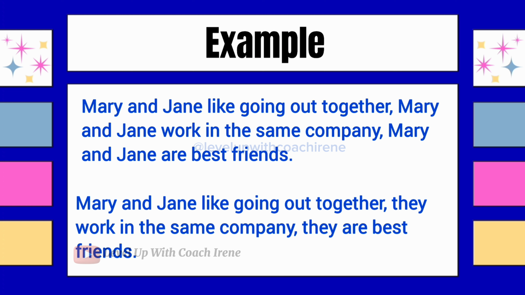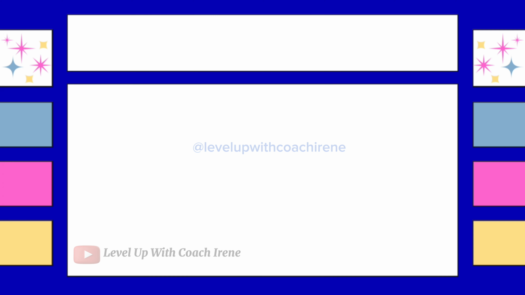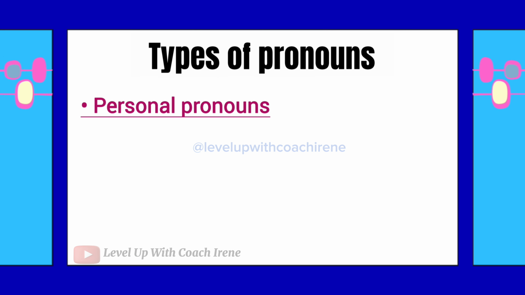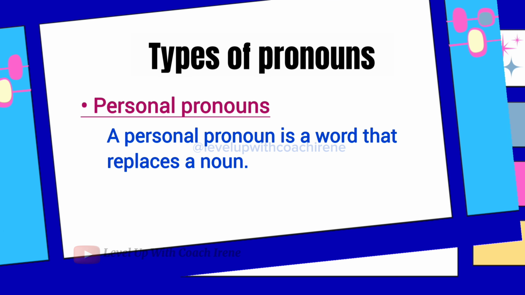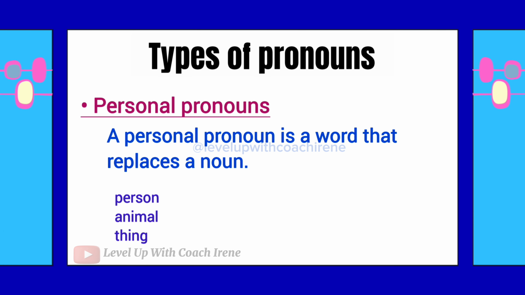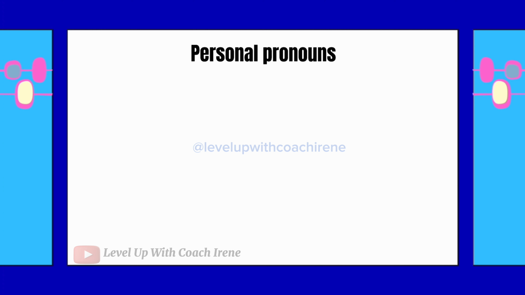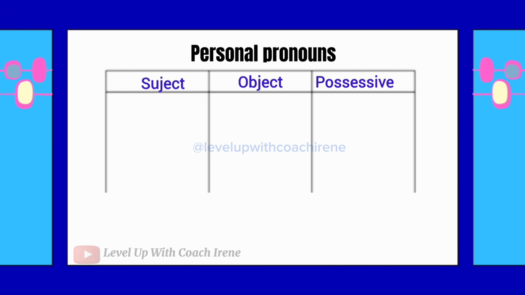To proceed in this lesson, we will be looking at types of pronouns. Number one, we have personal pronouns. A personal pronoun is a word that replaces a noun, specifically a person, animal, or thing, in a sentence to avoid repetition. It helps to make communication clearer and more concise. There are 3 types of personal pronouns: subject, object, and possessive pronouns.